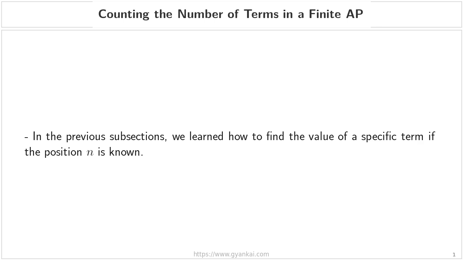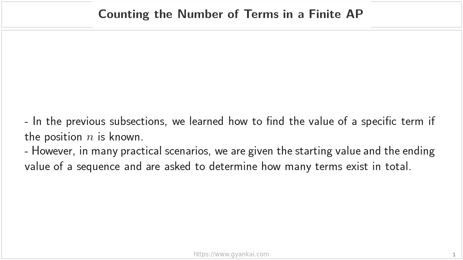Welcome, everyone. Let's begin our lesson on counting the number of terms in a finite arithmetic progression. Now, in our previous lessons, we focused on a different direction. We learned how to find the value of a specific term if we already knew its position, which we call n. However, in many practical, real-world scenarios, the situation is reversed.